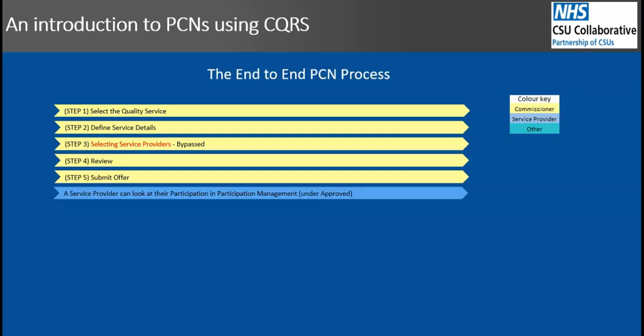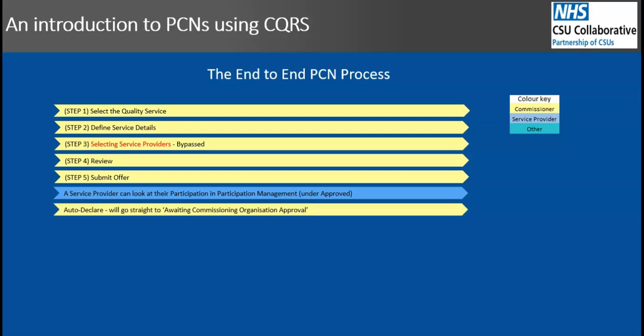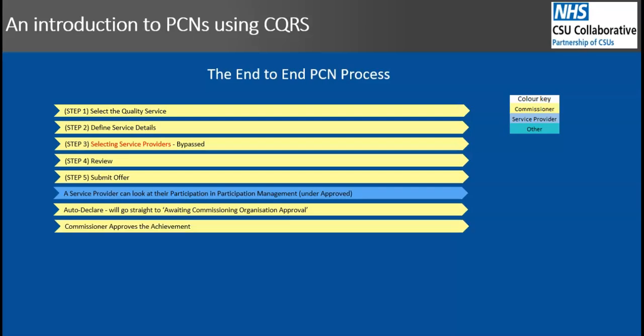This is now automatically approved by all the participating service providers. A service provider can look at this or any other service they are participating in under the Approved option under Participation Management. Auto Declare means that the service provider will not have to submit any achievement data to the commissioner, as this is automatically declared. The status will now be showing as awaiting commissioning organisation approval. The commissioner will then approve the achievement.